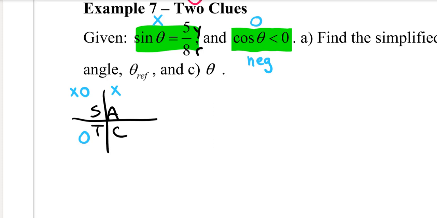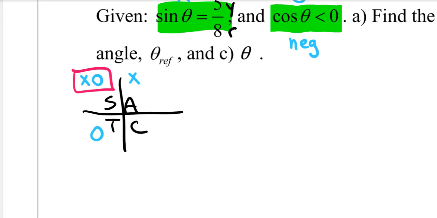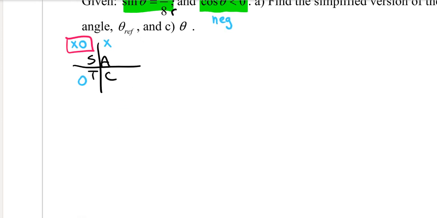Now, I have this thought process done, and where the x's and o's are hugs and kisses, I now know that this triangle is going to be drawn in quadrant number 2. So with that said, let's draw our triangle here in quadrant number 2. So I've got my reference triangle right here. I know the y value is 5, and the radius was given to me as 8. The piece that is missing is this x value. I don't know what the x value is.